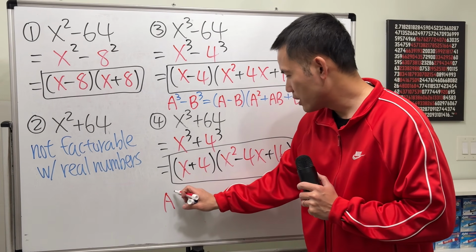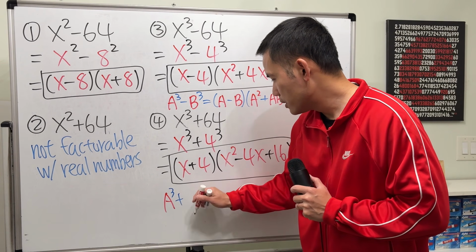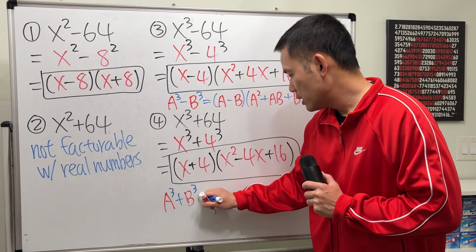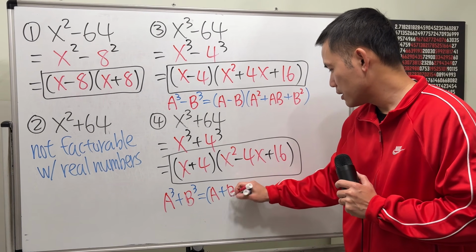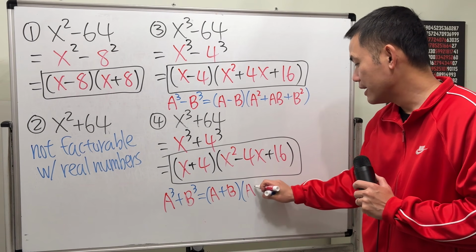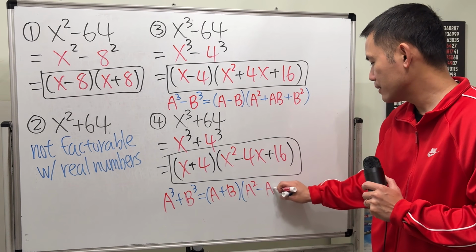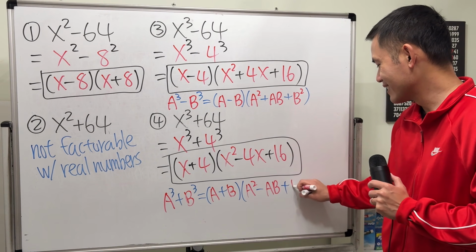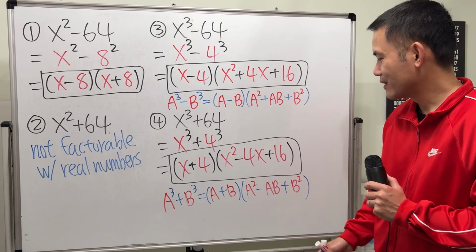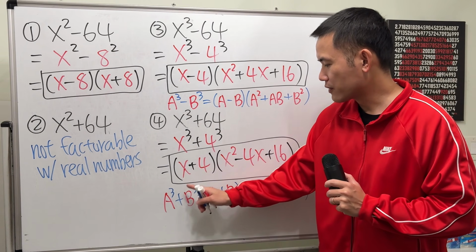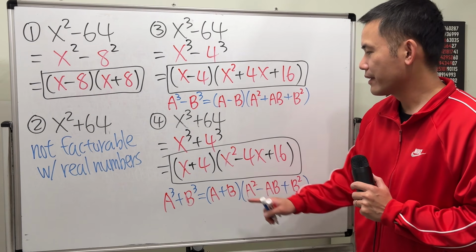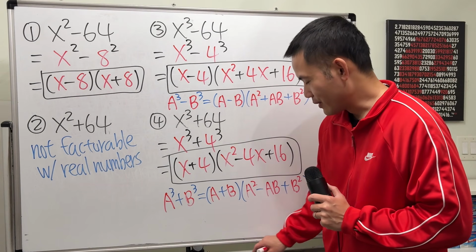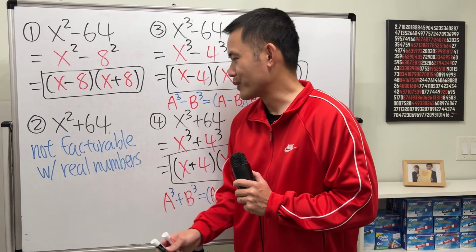Now for this right here, a cubed plus b cubed, we will get a plus b times a squared minus ab and then plus b squared. Very similar, but just be careful with the sign. This is a plus and minus.